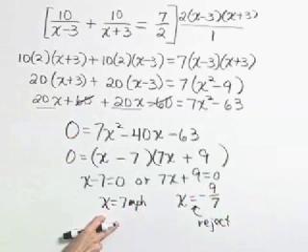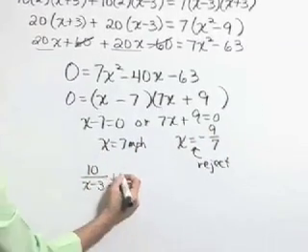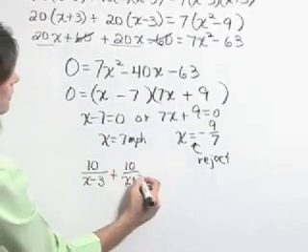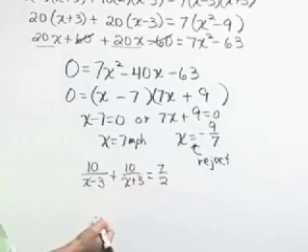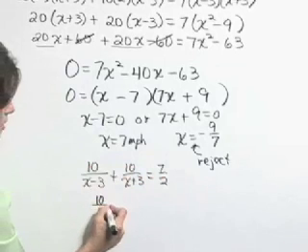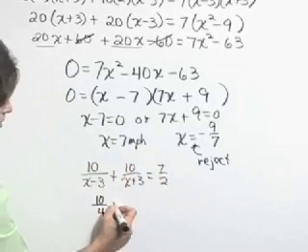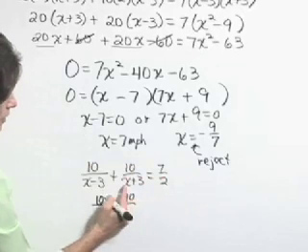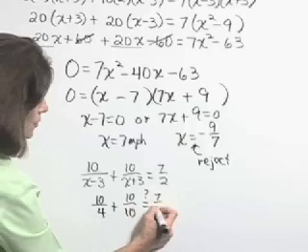Let's go ahead and check this. Let's check it in our original equation, which was 10 over x minus 3 plus 10 over x plus 3 is equal to 7 halves. Let's substitute 7 in there and see if this works. This is our last step here. So is 10 over 7 minus 3, that's 4, plus 10 over 7 plus 3, that's 10, equal to 7 halves?